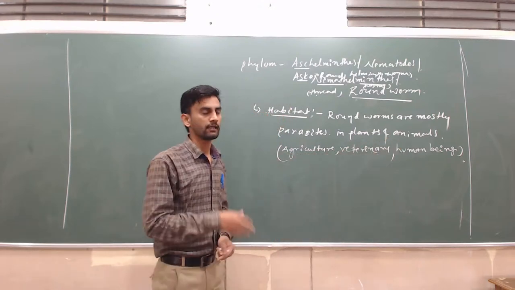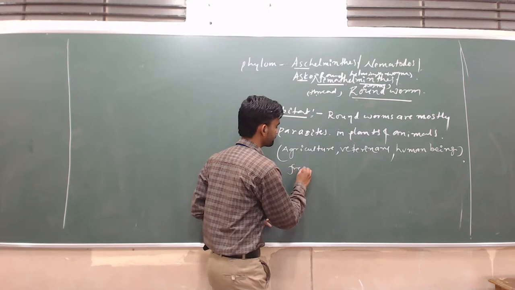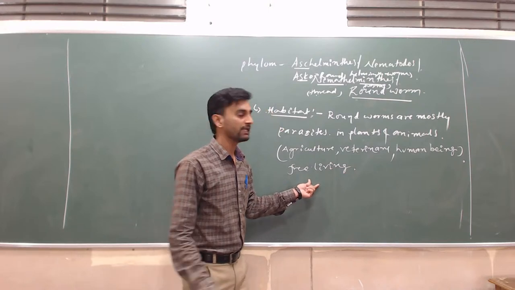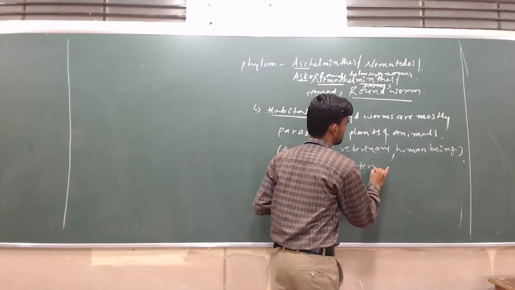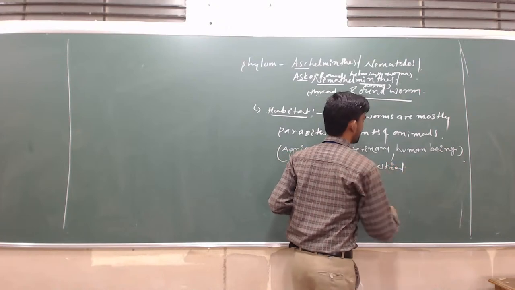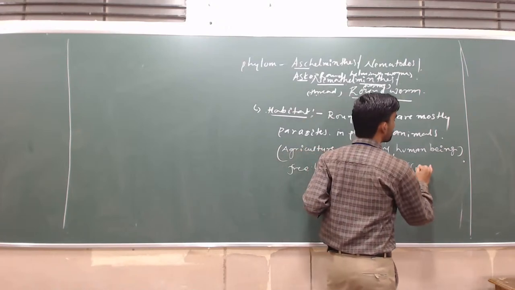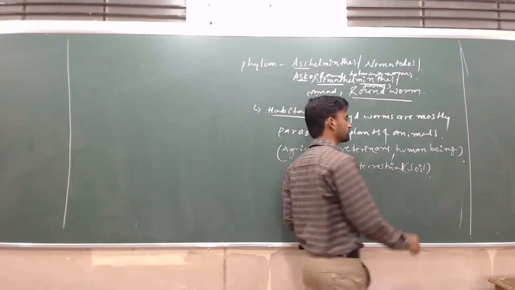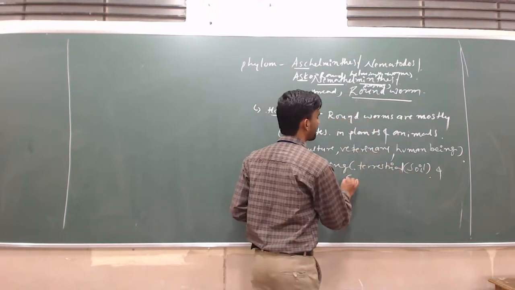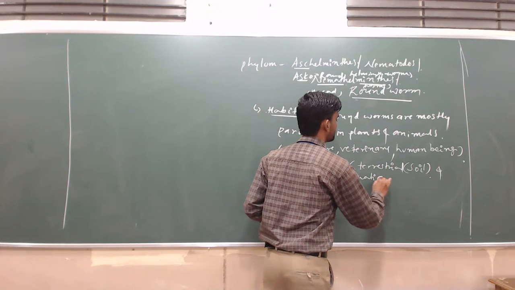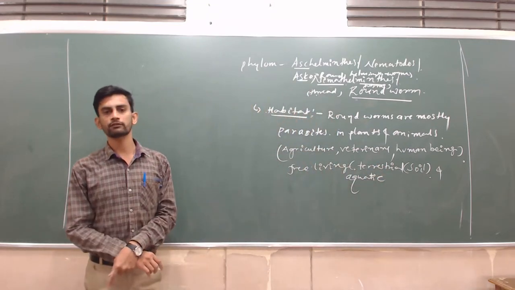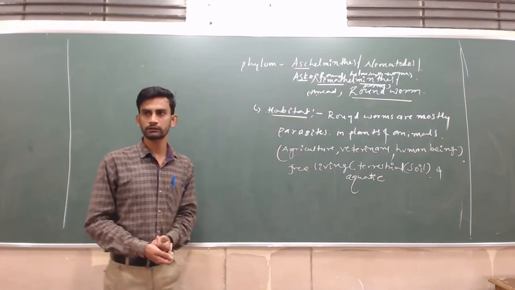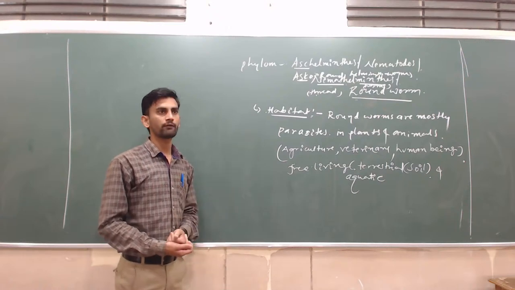And some are free living. Free living in the sense either terrestrial, usually you will find these roundworms in soil. Are you getting my point? In soil you will get them, and you will also find them in aquatic medium, either in freshwater or in marine water. So you will find different types of roundworms.